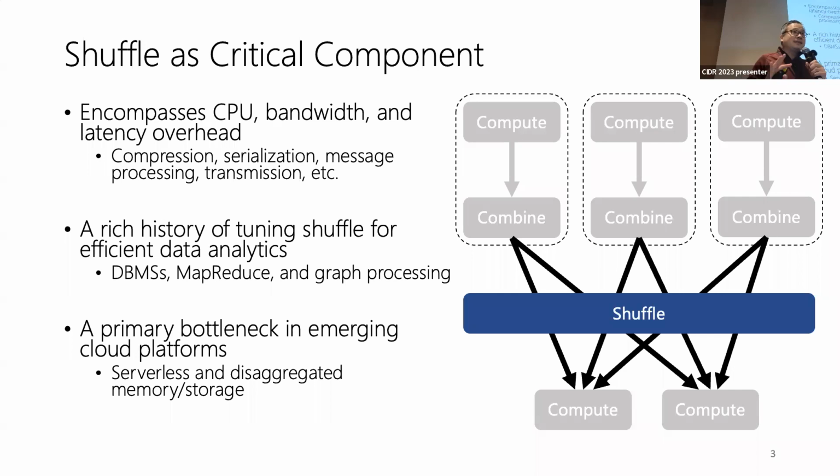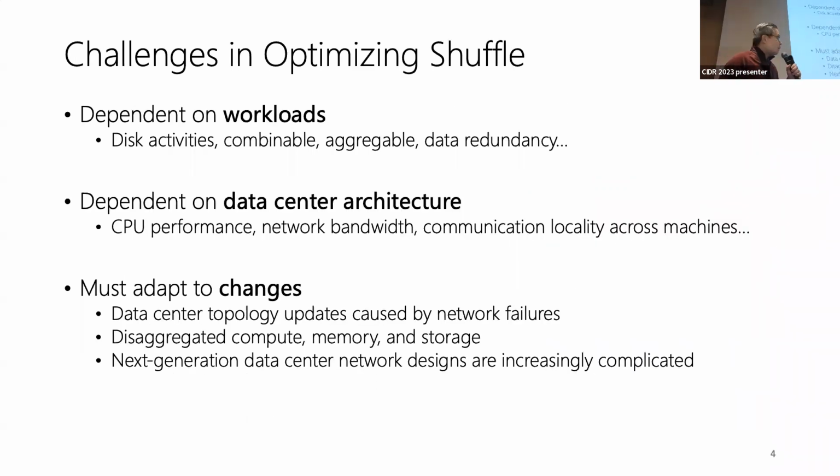And also, more interestingly, there is an emergence of new cloud platforms, serverless, and more recently, disaggregated memory and storage. So disaggregated storage has been around for a while, but now increasingly for the purpose of elastic scaling, we're also seeing more and more proposals for disaggregated memory, where you could access elastic memory through high-speed networks like RDMA. Now, as a result, we see that looking forward, there'll be more and more challenges in optimizing shuffle.